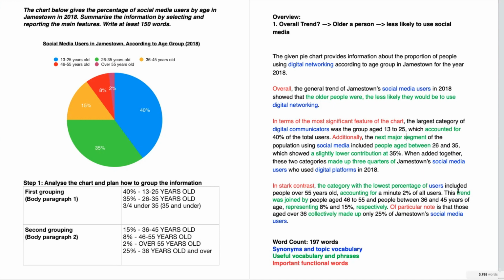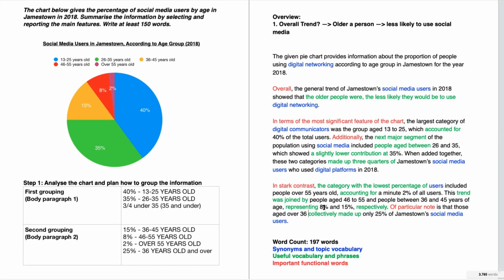Then we said trend. So I used trend because it is a clear trend of older people who use digital media less. So I've said this trend was joined by, and then I had some percentages. Representing is another great way to talk about percentages, and this word respectively, I can't say it enough. It's a great way to join information together without being too repetitive or without using too many words.